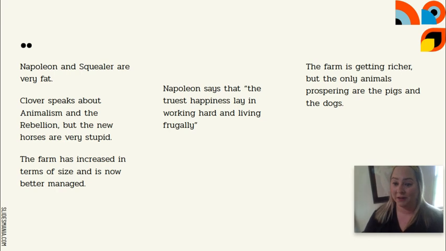They are both very large and fat. In fact, Squealer is so fat he could hardly see out of his eyes. Clover has taken some of the new members on the farm under her wing or under her horse leg, however you want to say it for an animal. There are now 3 other horses on the farm, and they're all very hardworking.